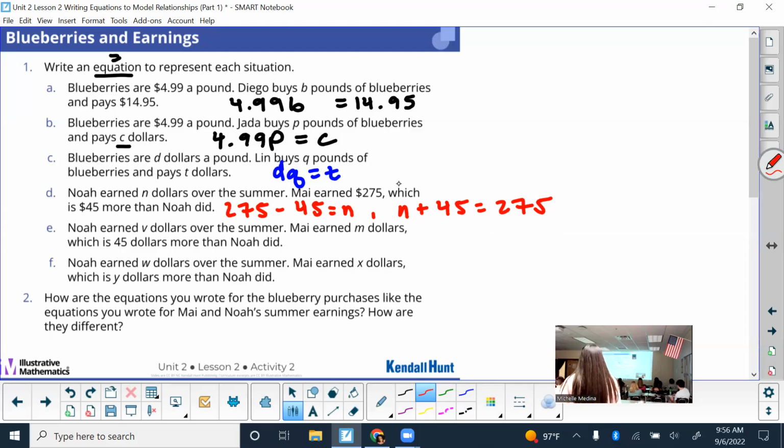All right, E. So Noah earned V dollars over the summer. My earned M dollars, which is $45 more than Noah did. What did we put for the equation? Hands, please. Amari.